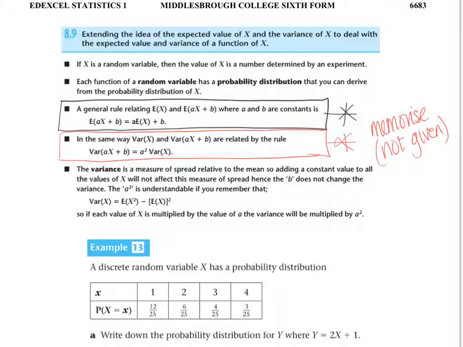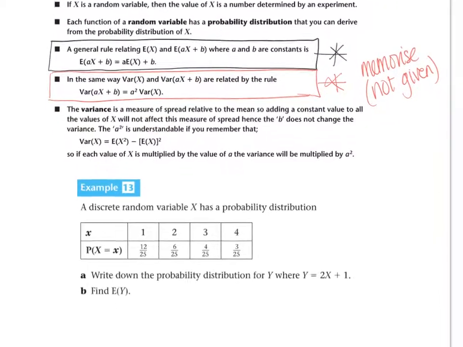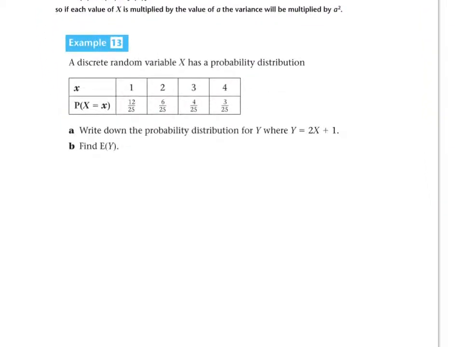So looking at example 13. A discrete random variable, so it will always say that in the question, so you know that you're working with countable pieces of data. We've got this probability distribution. So write down the probability distribution for y, where y is equal to 2x plus 1.